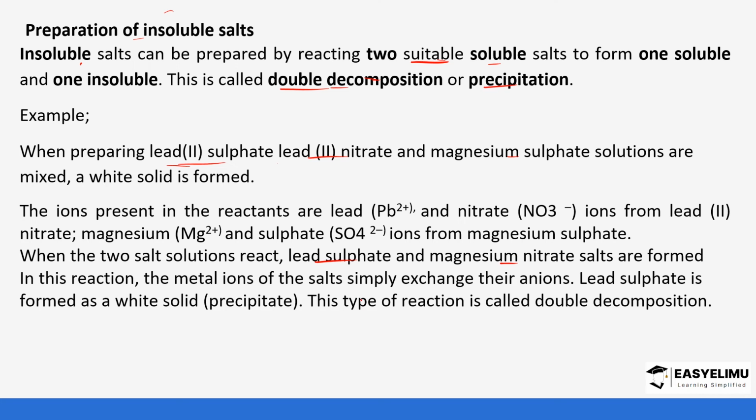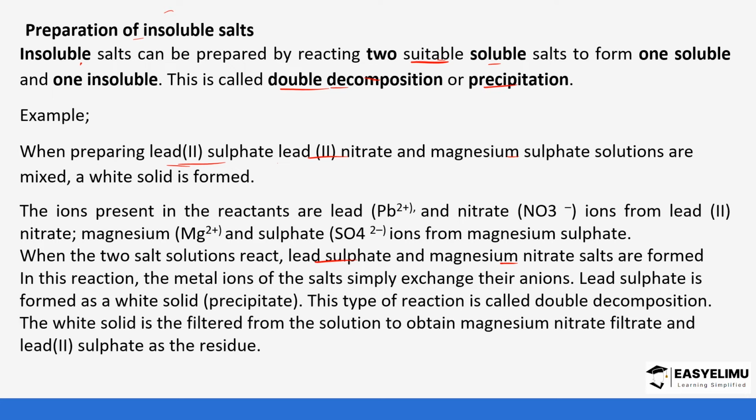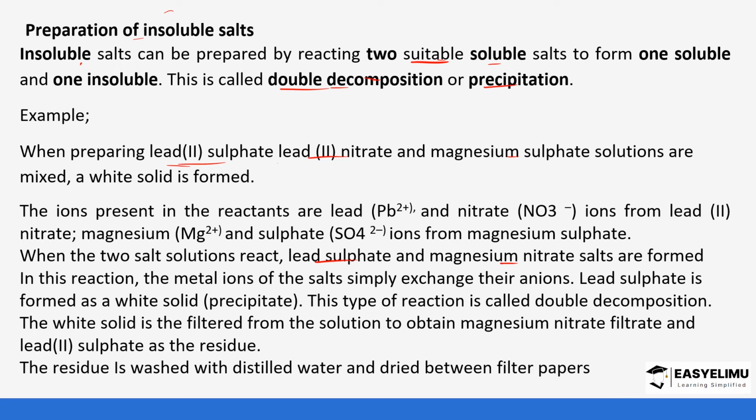So there is an interchange of the ions, or the exchange of the anions in this case, to form the white precipitate. This is what we call double decomposition or double precipitation, because when the ions have interchanged, a precipitate is formed. This precipitate is filtered and the solution obtained is the filtrate. The moment we get the white solid, remember we wash it with distilled water and dry it between filter papers. It's as simple as that.